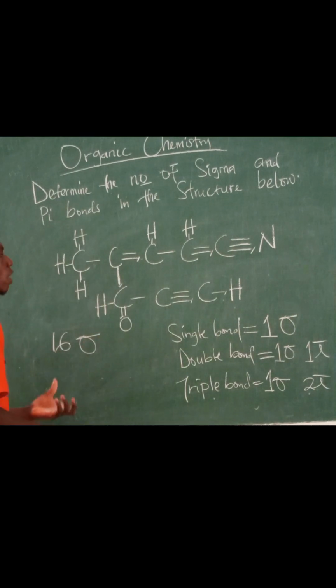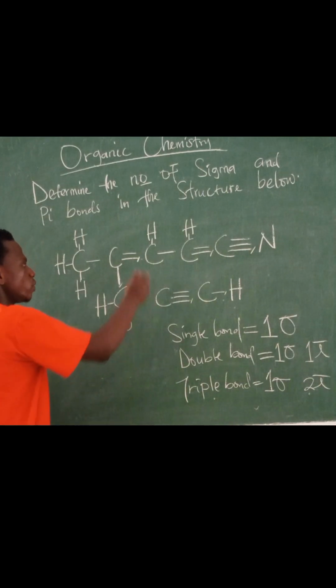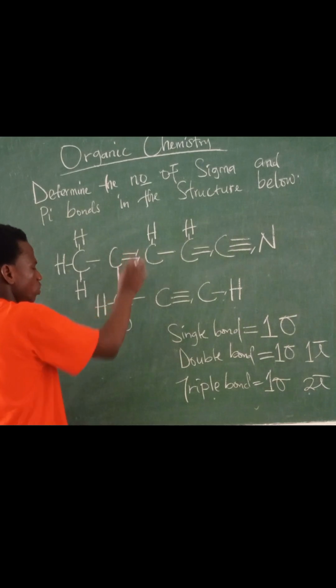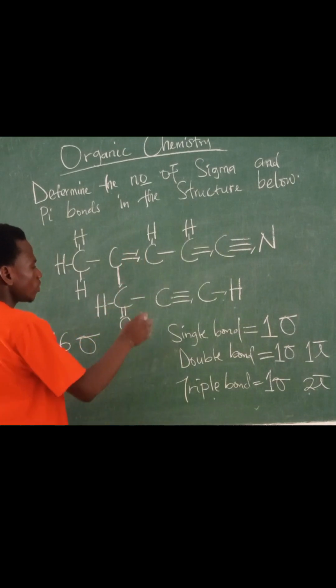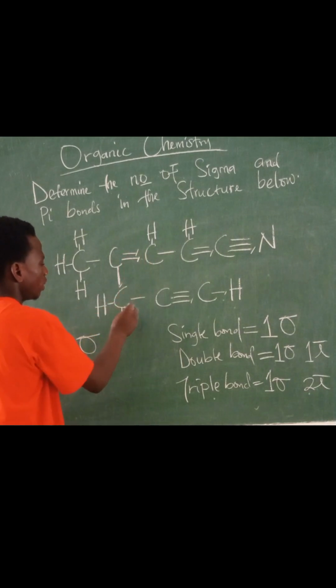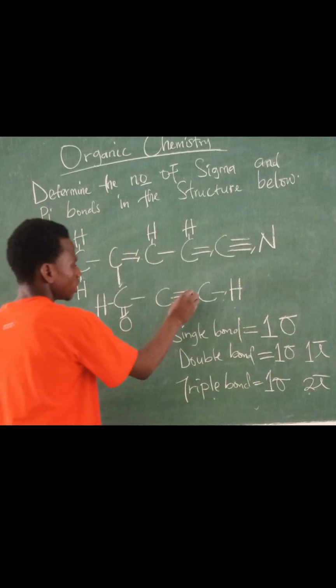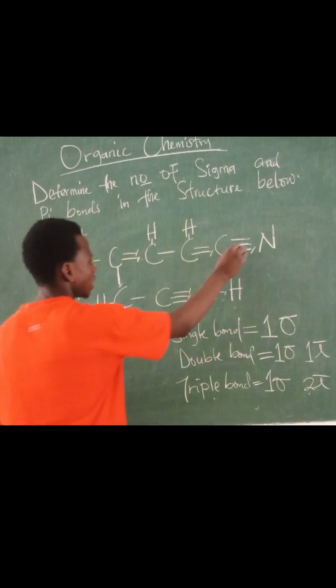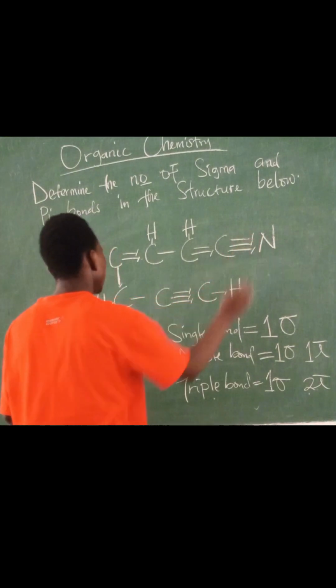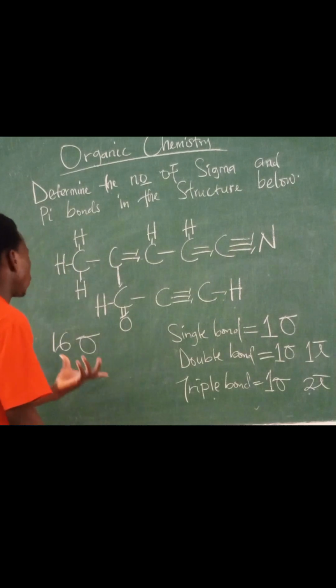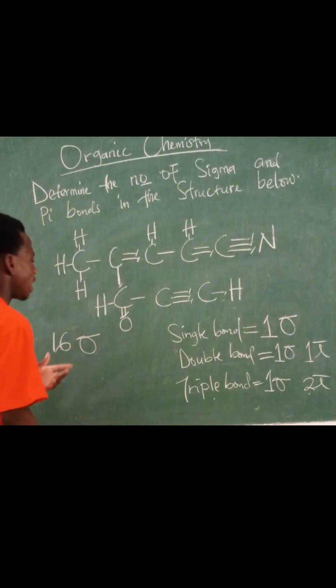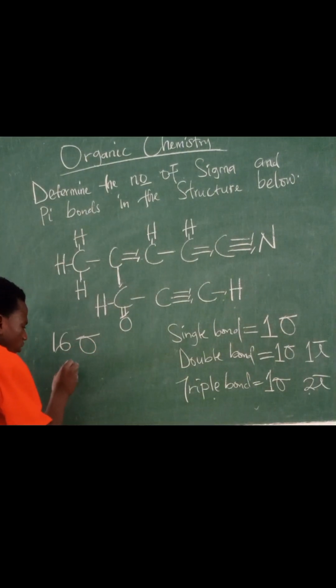sigma bonds. Now, counting our number of pi bonds, it is only found where there is a double bond or where there is a triple bond. So in this case, we have 1 pi here. This is 1. So this is 1 pi. This is 2. This is 3. This is 4. And then lastly, this is 5 and this is 6. So in this particular structure, we have 16 sigma bonds and 6 pi bonds.